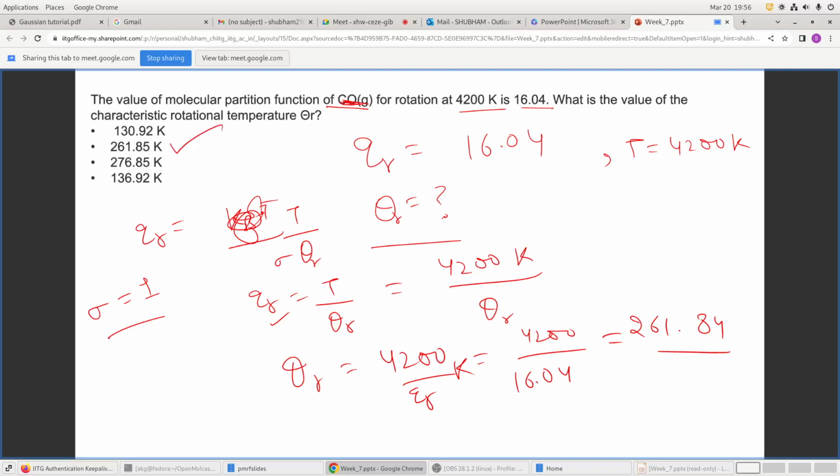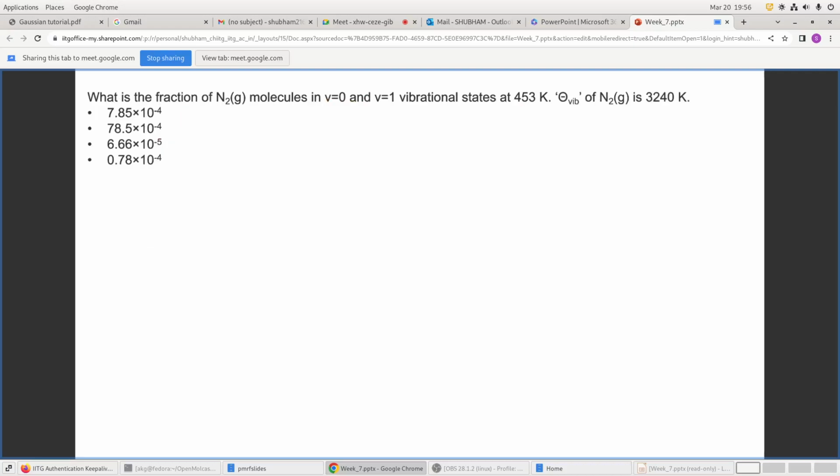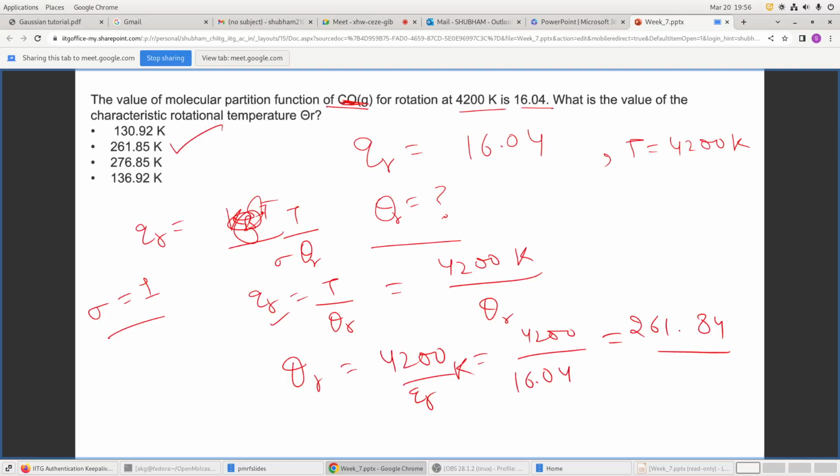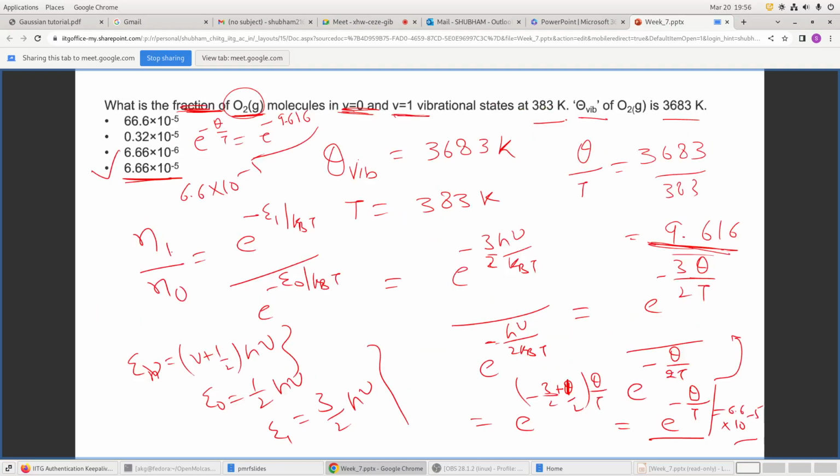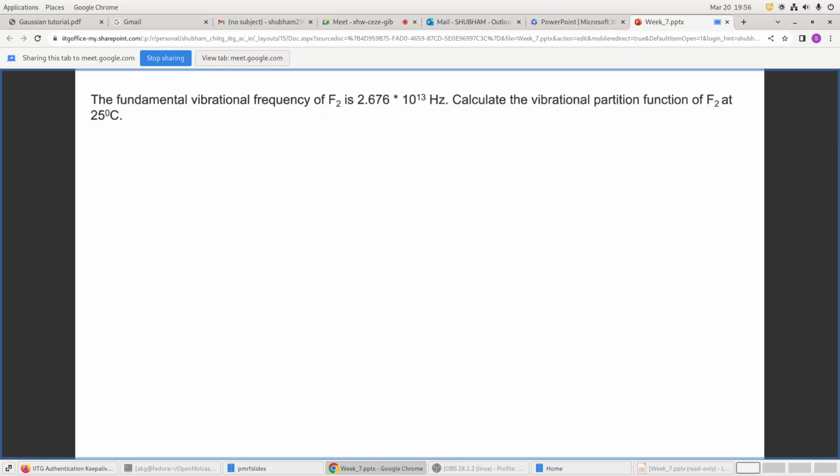261.85. So this is the answer. Okay, let's solve this question and then we'll take it. What is the fraction of N2 molecule in nu is equal to 0 and nu is equal to 1 vibrational state at this temperature when theta vibrational is given? We have done a similar question here.